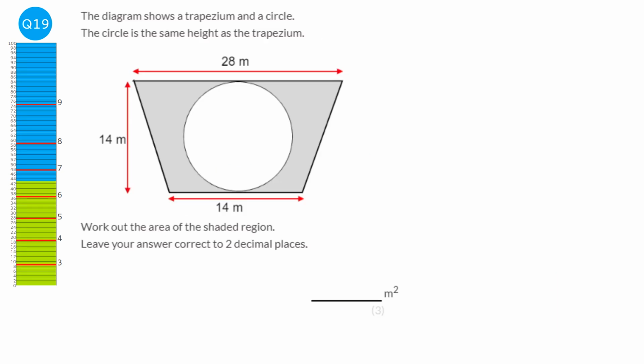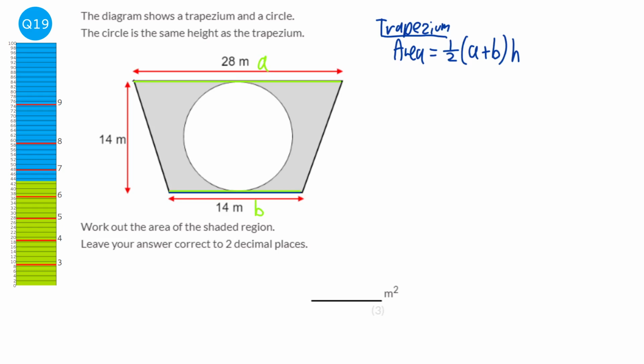So the first thing we're going to do is work out the area of the trapezium. And the formula for that is half brackets a plus b times h. Now a and b have to be the parallel sides. So here we've got the two parallel sides here, here and here. So that is a and b.